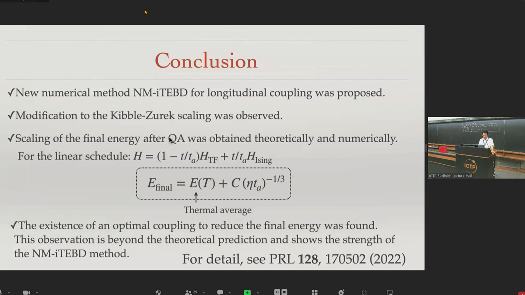And we obtained the scaling of the final energy. For the linear scheduling case, the final energy follows this formula. And we found that an optimal system-bath coupling exists to reduce the final energy. This observation is beyond the theoretical prediction and shows the strength of our method.